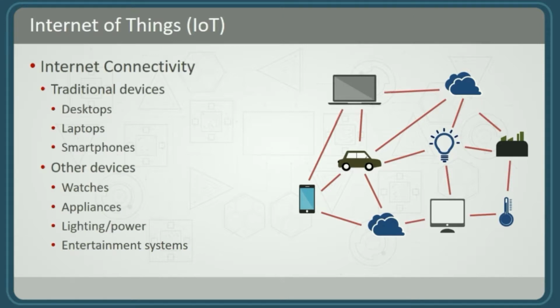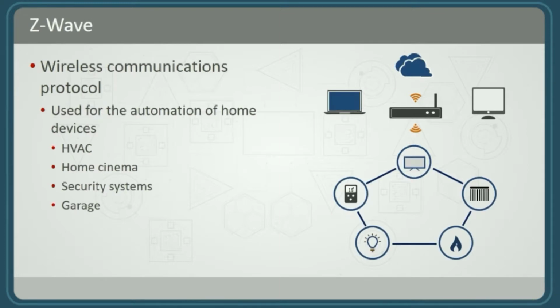Watches, appliances, lighting and power in your home, entertainment systems. Of course, we know we can pair our smartphones with our cars and things like that. So there is just this much broader scope of interconnectivity between devices. Now, with respect to that interconnectivity, some of the protocols that we'll see here aren't necessarily appropriate for true internet connectivity, but more so just for communicating with each other.